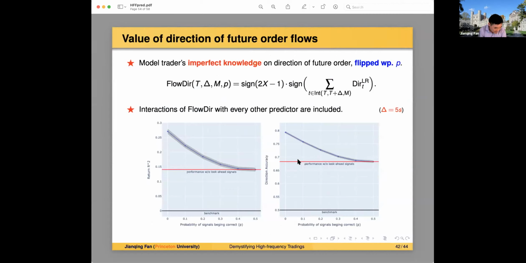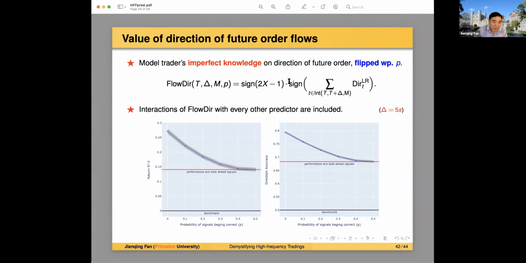Now the other thing we were trying is, what if we hire someone like Torben or Dacheng to predict the future? Suppose Dacheng were able to predict the average future direction in a certain interval, given delta. But this prediction is imperfect, so with certain probability P, the sign is flipped.